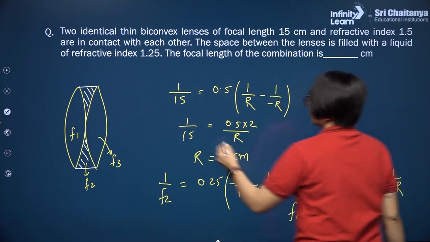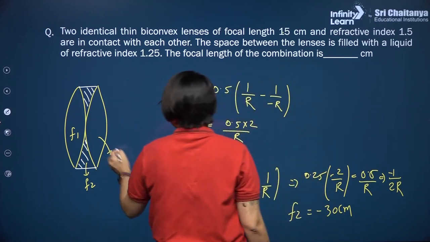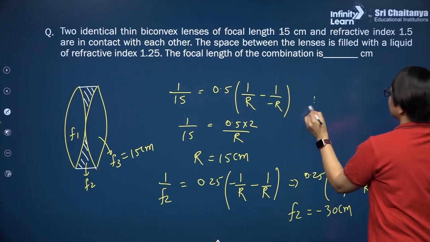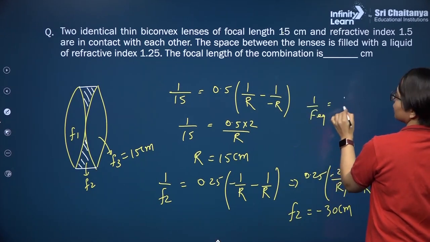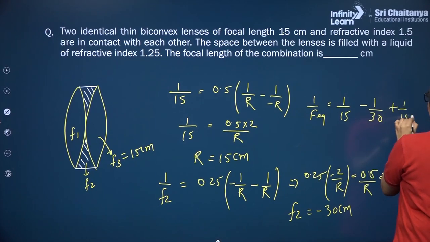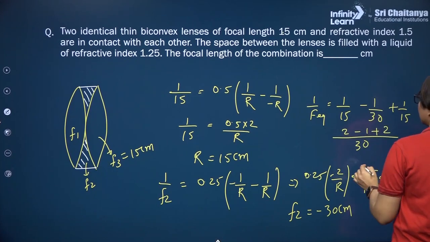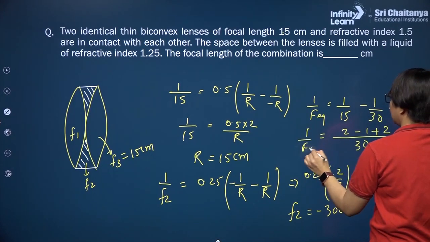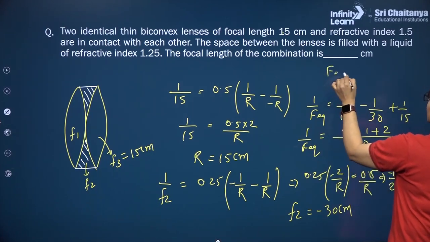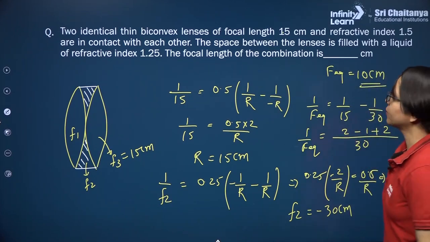And F3 is again equivalent to F1, right? That is 15 centimeter. So equivalent focal length, 1 upon F equivalent will be 1 upon F1, 1 upon F2, 1 upon F3, right? So this is 30 LCM, 2 minus 1 plus 2. So this is 3 upon 30, so it is 1 upon 10, so F equivalent will be 10 centimeter.